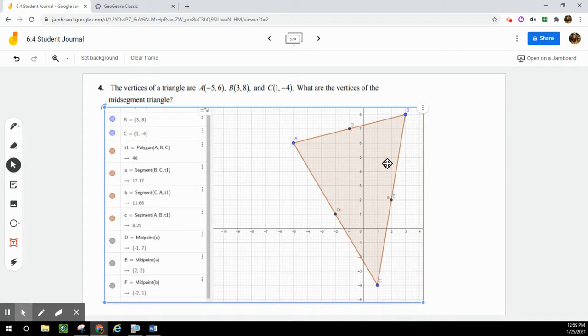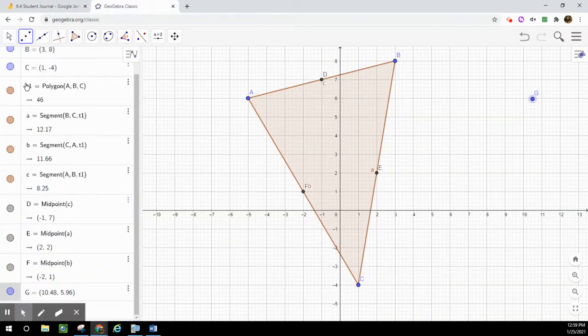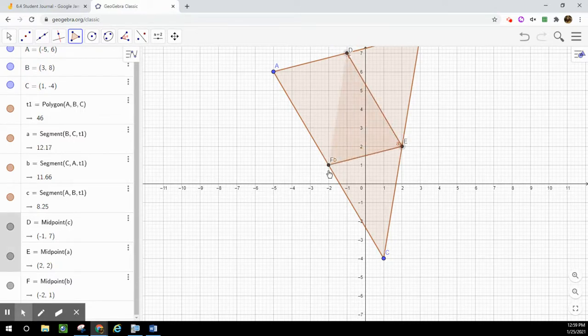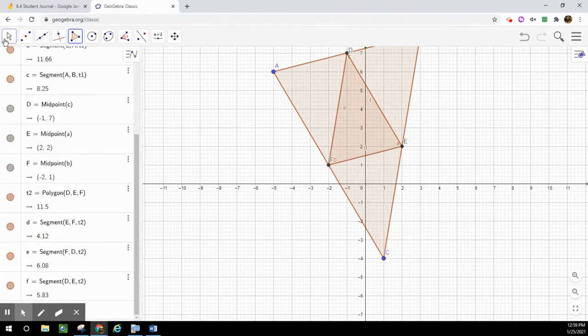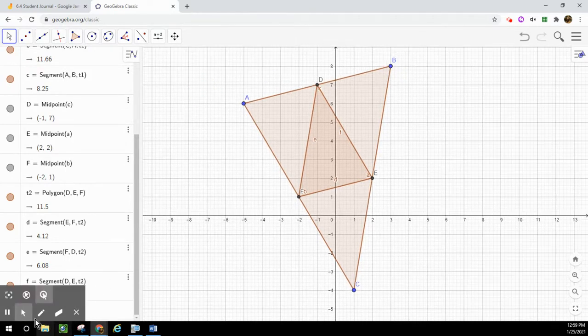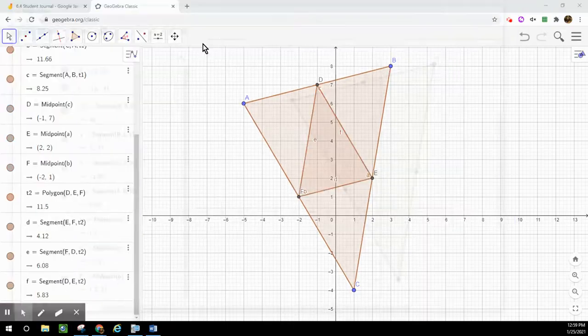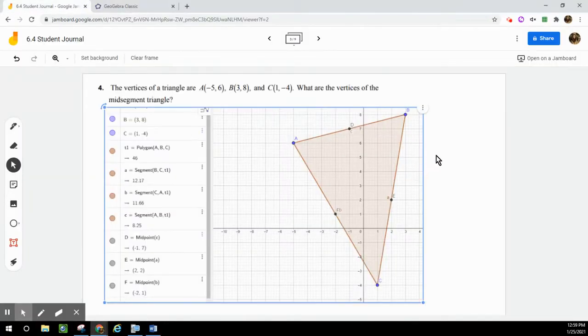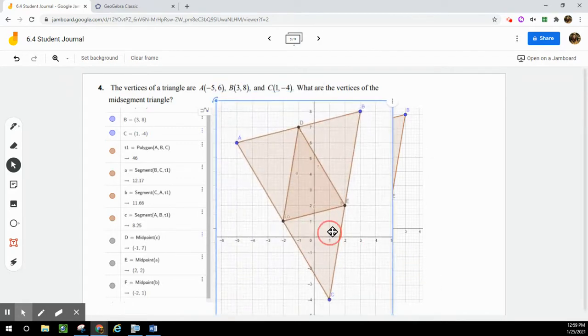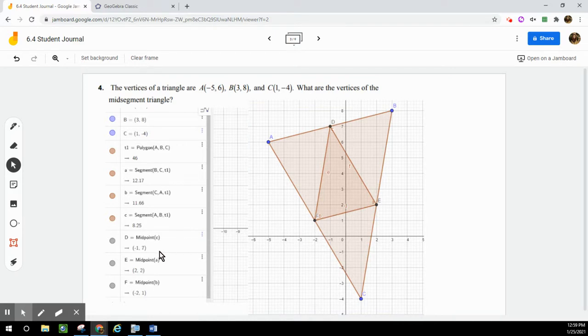So this is the mid-segment triangle we didn't actually draw yet. We just got to connect the midpoints together, and that's the mid-segment triangle. And they are -1, 7, 2, 2, and -2, 1.